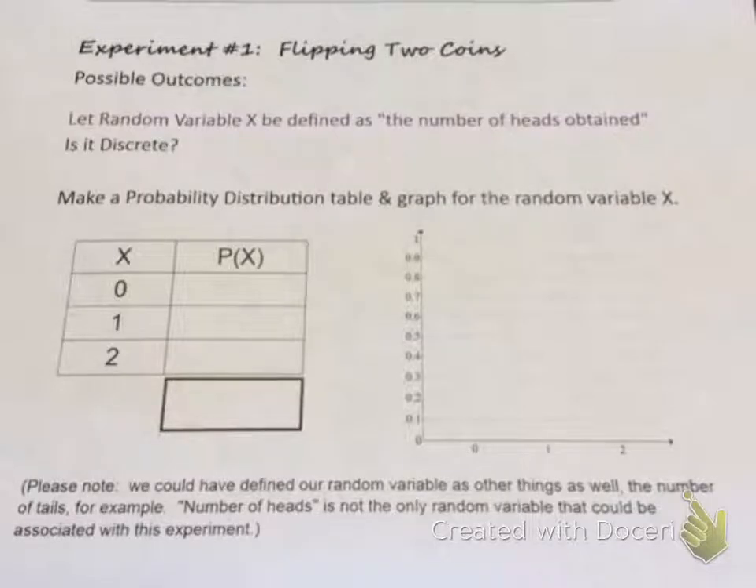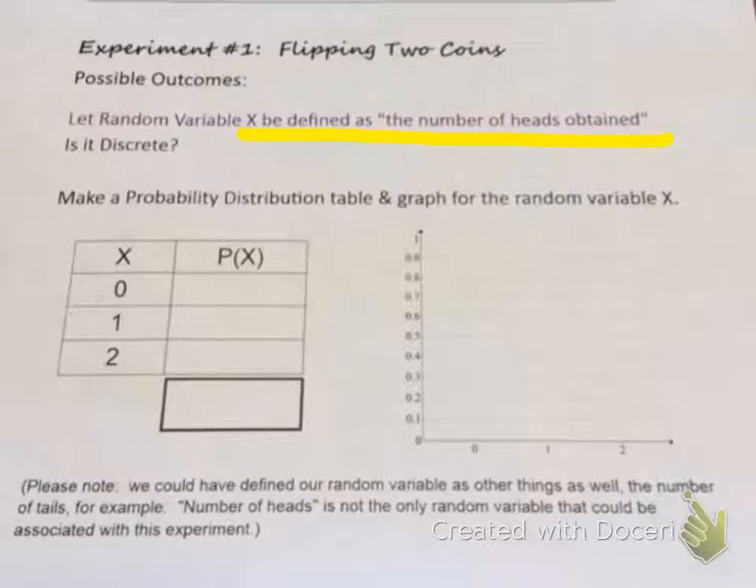So here's our first experiment, flipping two coins. We're going to let the random variable x be defined as the number of heads obtained. And we want to know if that's discrete. Well, discrete would be countable. Can we count the number of heads obtained? Well, we probably can, so it's probably going to be discrete. But let's look at it and see.